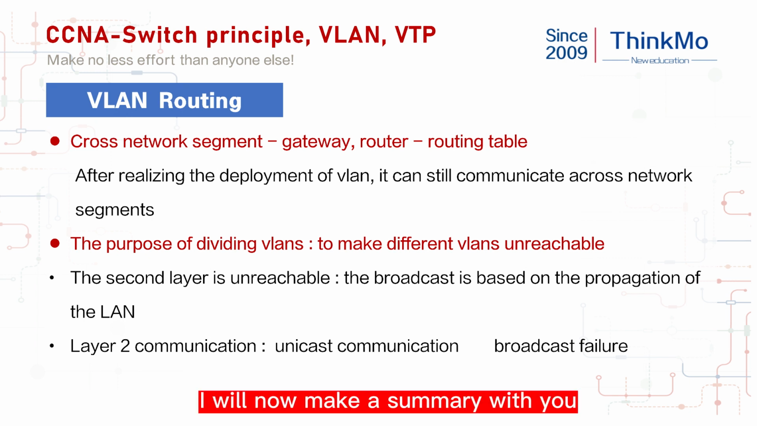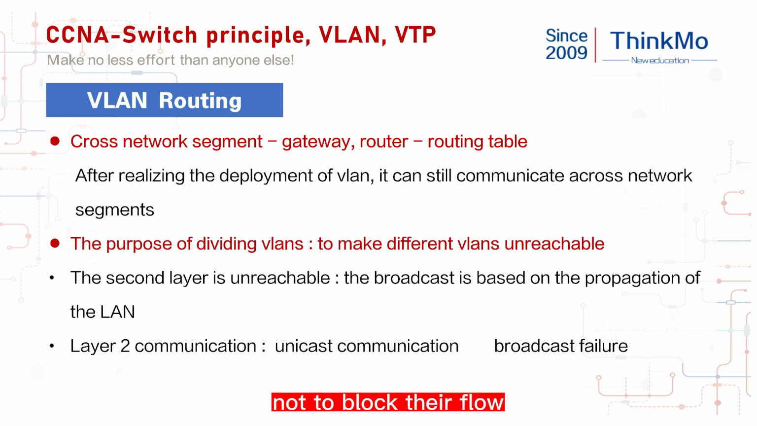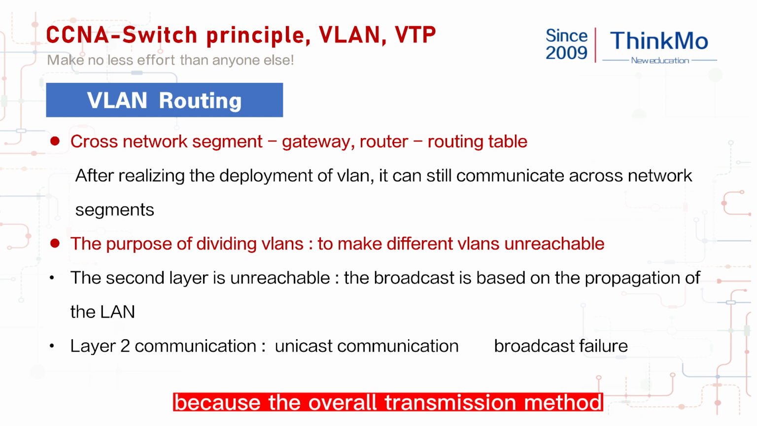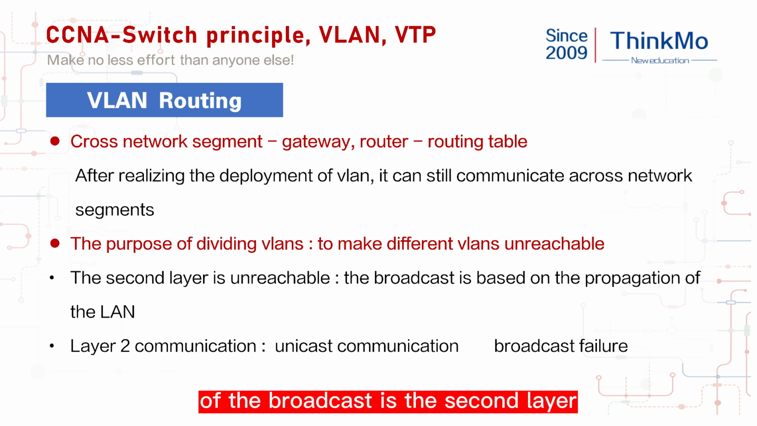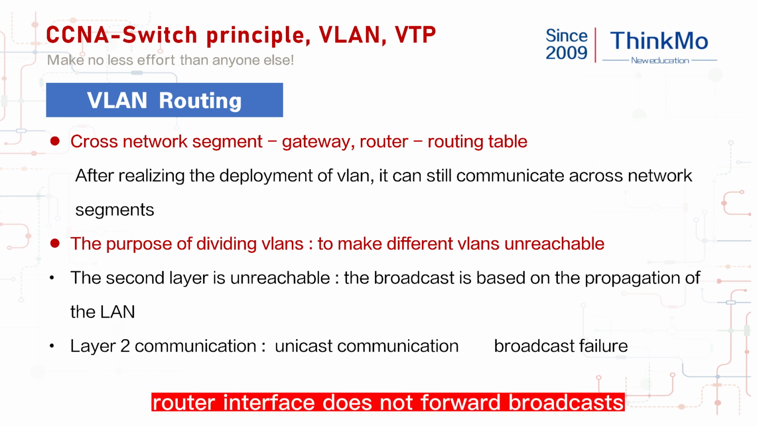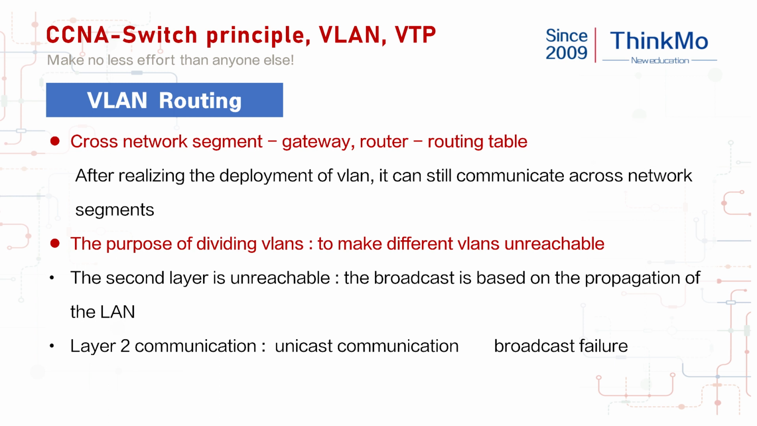Okay. I will now make a summary with you. The purpose of our VLAN division is not to block their flow. Actually, the main purpose is to make layer 2 unreachable between different VLANs. We just want it to be different on the second layer, because the overall transmission method of the broadcast is the second layer. Layer 3 does not forward broadcasts. Router interfaces do not forward broadcasts. So strictly speaking, it refers to the failure of the second layer instead of layer 3. So we are more inclined to do traffic isolation for the second layer.